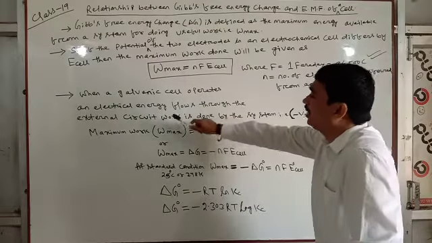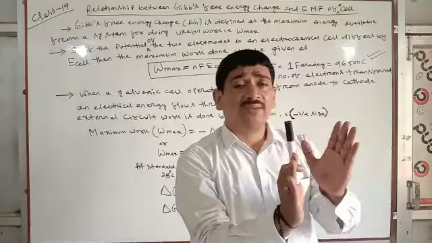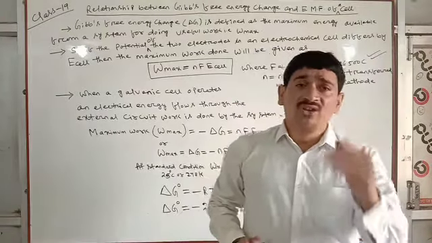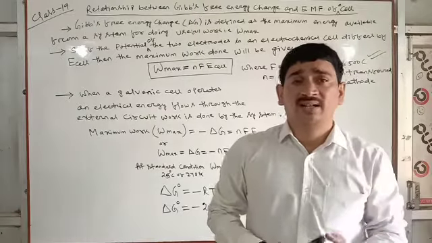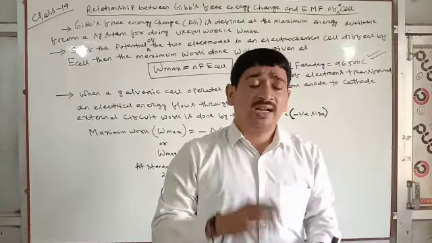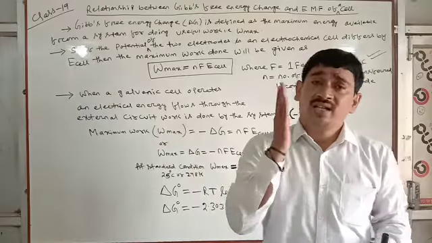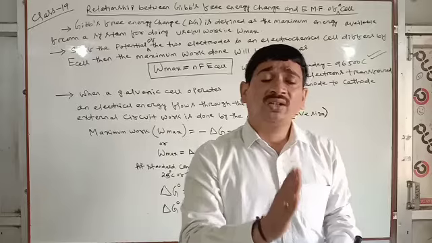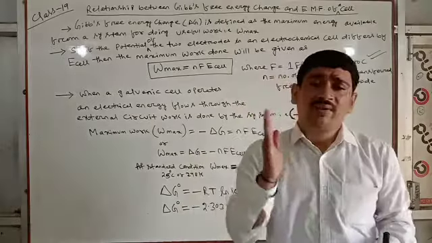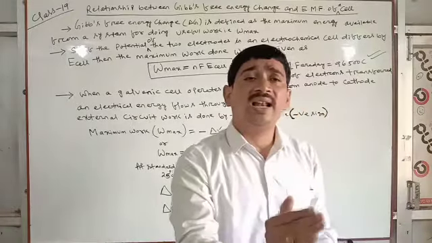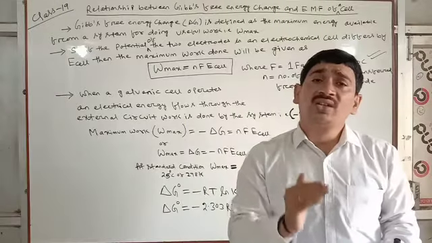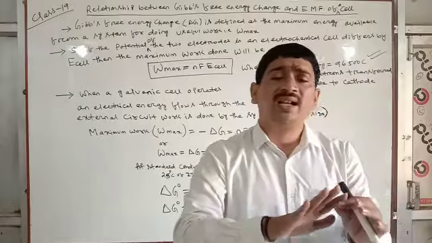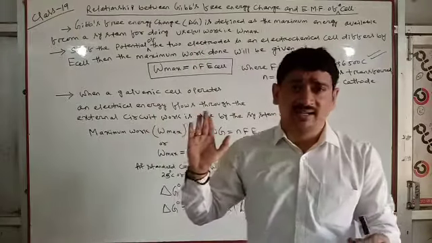Galvanic cell operates and produces what? What is the objective of a galvanic cell? We are using the galvanic cell for the production of electrical energy. Galvanic cell definition: it is a cell or device which is used to convert the chemical energy produced in a redox reaction into electrical energy.